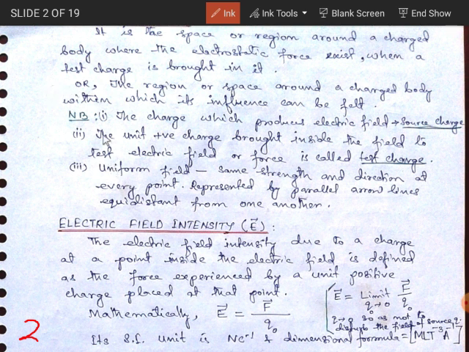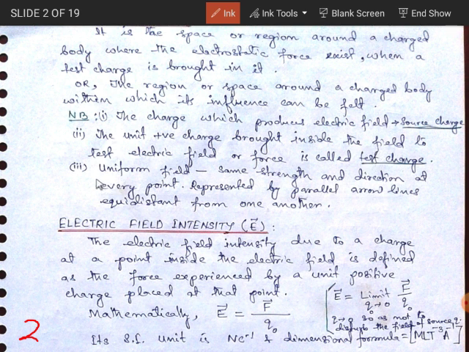Some notes are given here, so let me read them out. Number one, the charge which produces the electric field is known as the source charge. Number two, the unit positive charge brought inside the field to test the electric field or force is called the test charge. The charge which is brought to test whether the force or field exists or not, we call it simply a test charge.